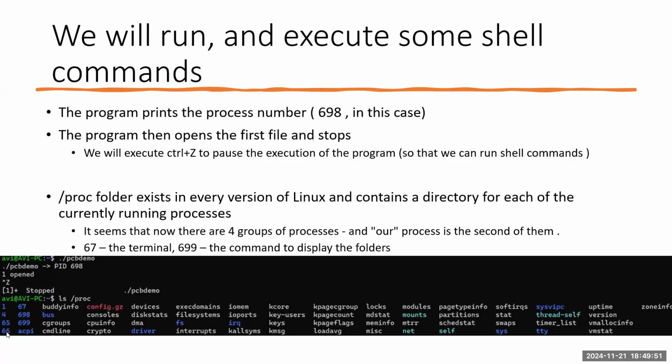And 67 is the terminal. He's just telling us that. No way of knowing. And notice there's a 1 there, that's the parent process folder. There's the parent of everybody. This is a process that we actually ran.